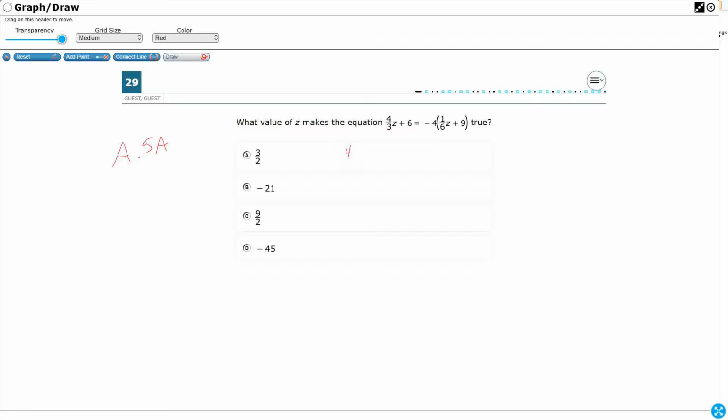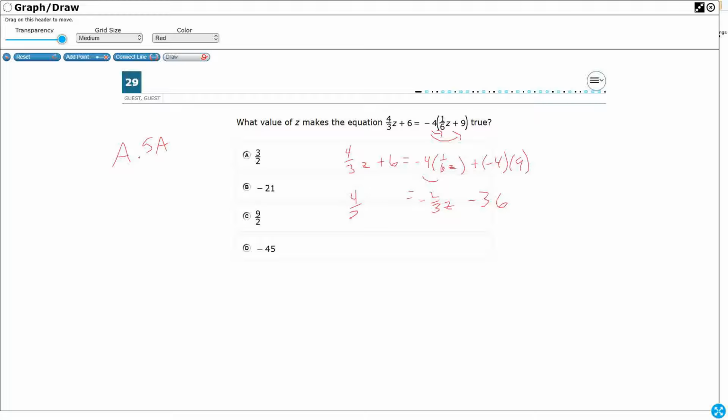So I'm going to write this here, and one thing I do notice about this equation is that z is on both sides, so I'm going to need to take care of that. And I do need to distribute out this negative 4. I'm going to go ahead and write that out. So negative 4 times 1/6 z, and then we've got a plus negative 4 times 9. That's going to end up being minus 36. So this ends up being negative 4/6, so negative 2/3 z minus 36.